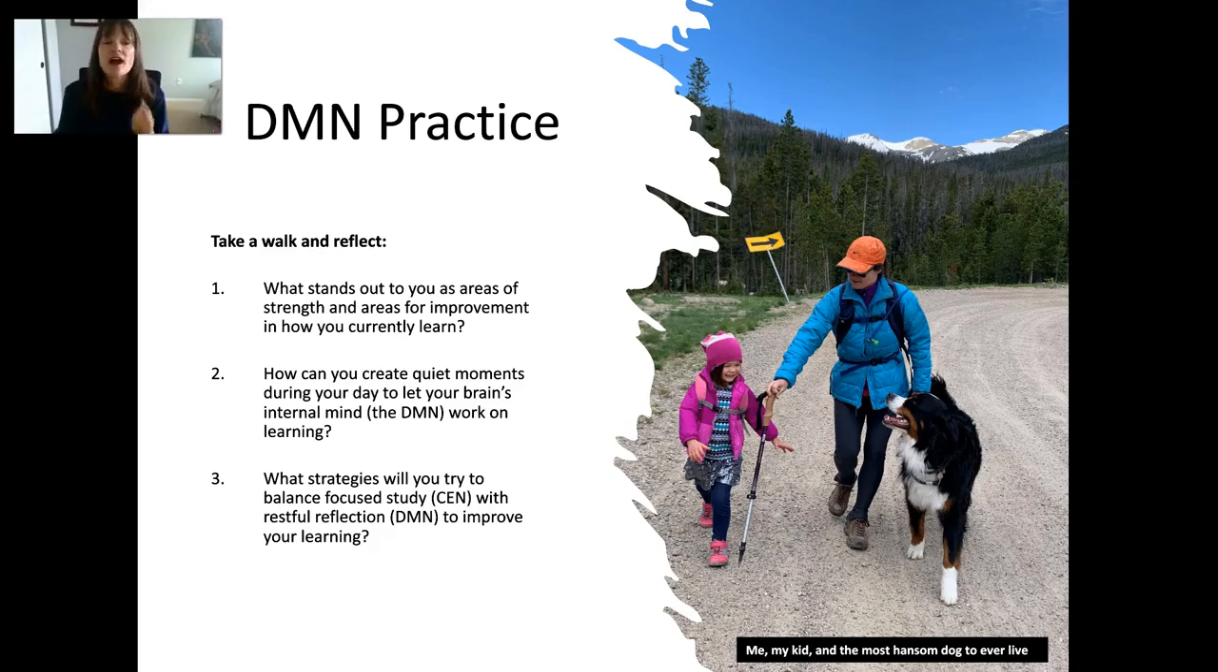That's going to look different for every person because we all have different demands with our jobs and the other expectations in our life.